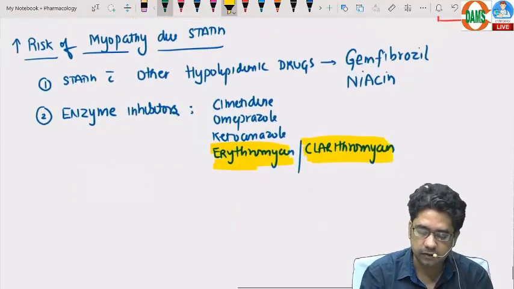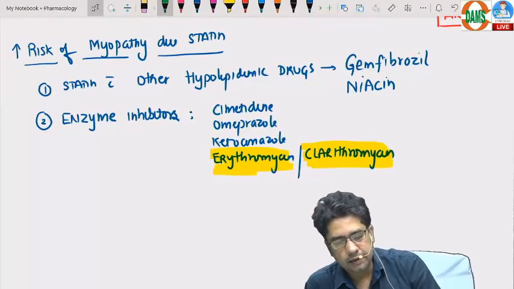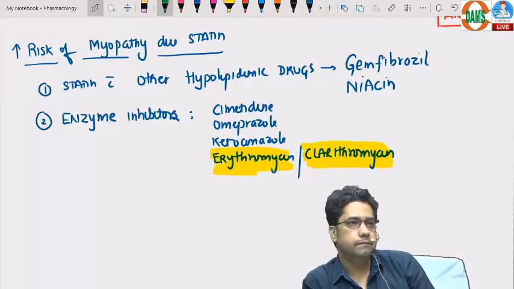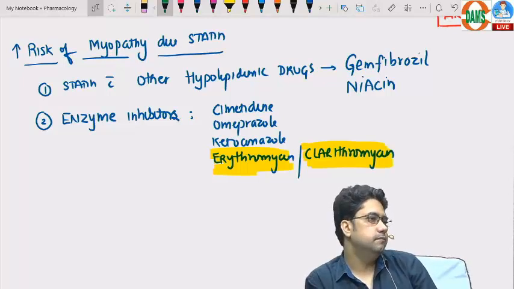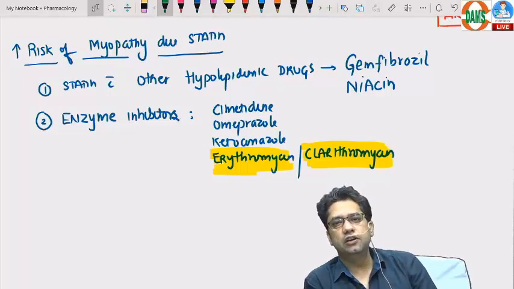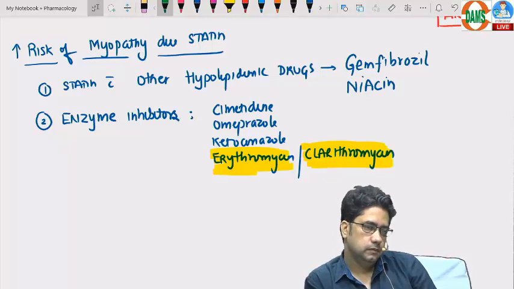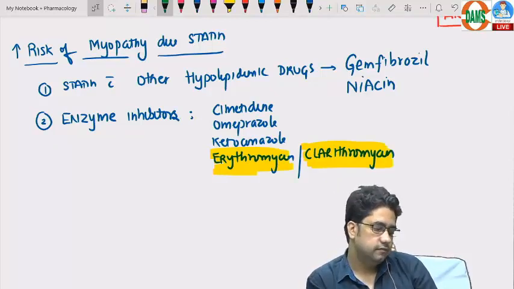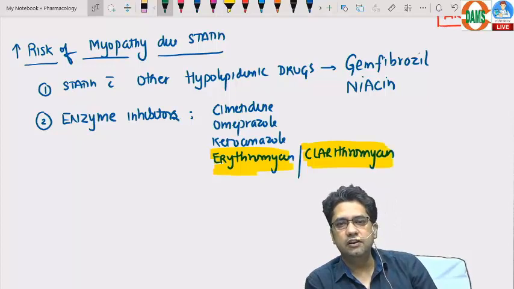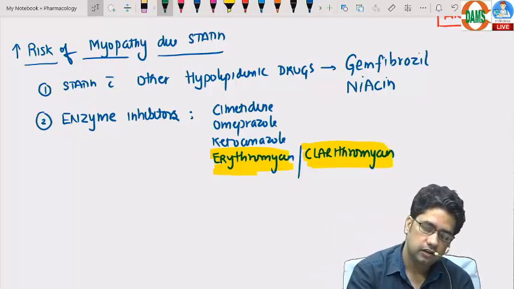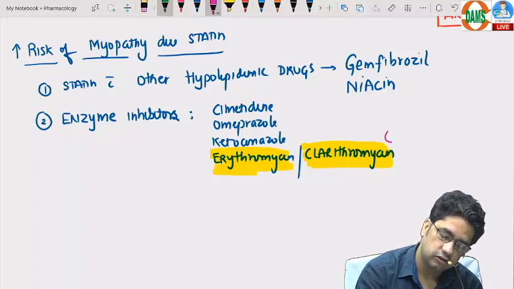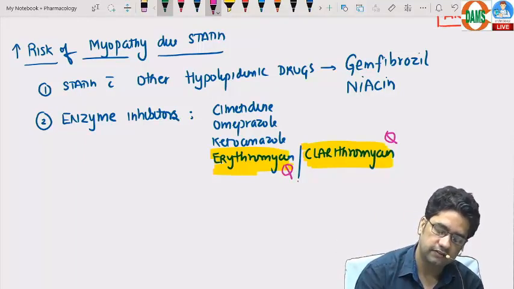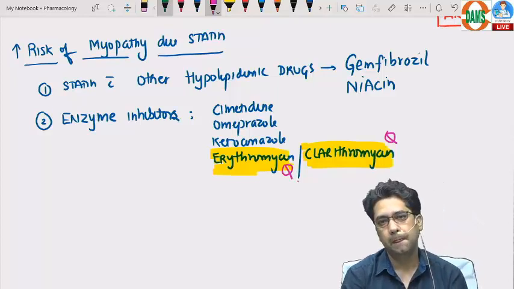Sir, 10 days before, in June 2020, a question came. There is a patient on statin. Which of the following drugs should not be combined with statin, otherwise there will be an increase in risk of myopathy? The option was having clarithromycin. 1 year before, the option was having erythromycin.